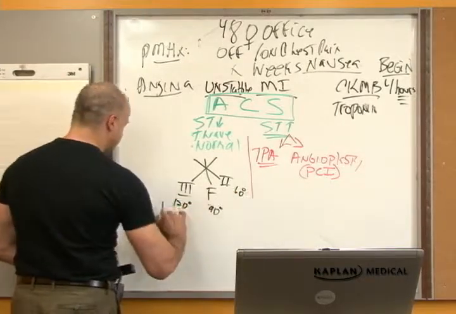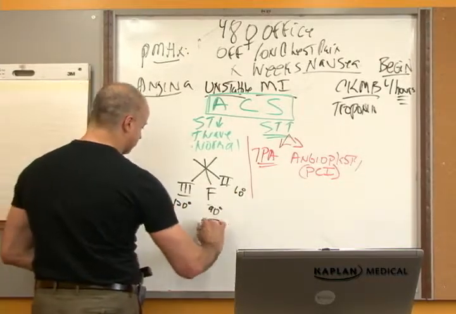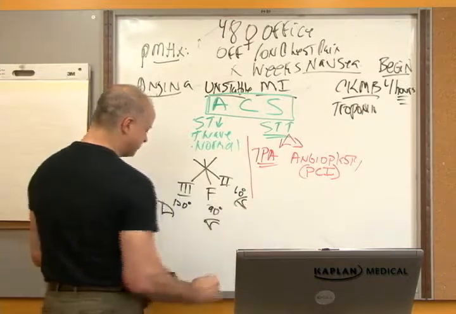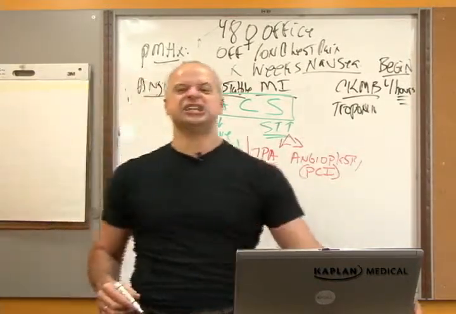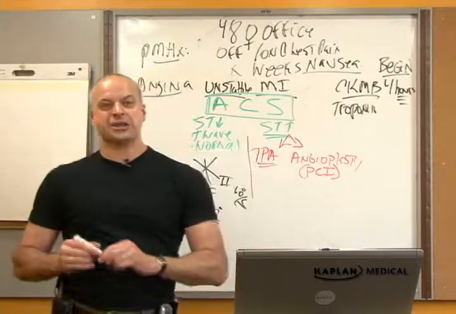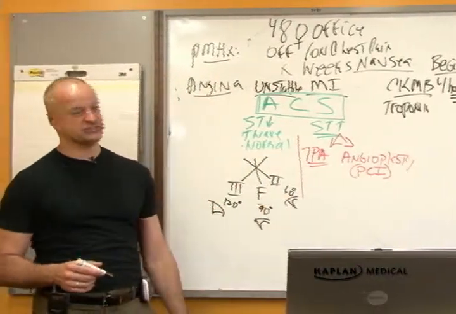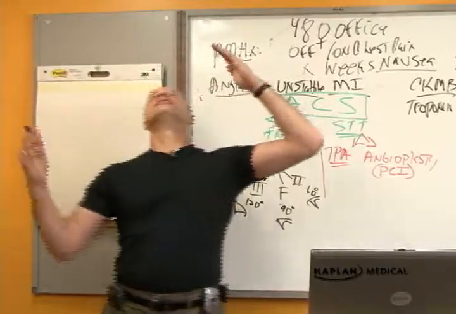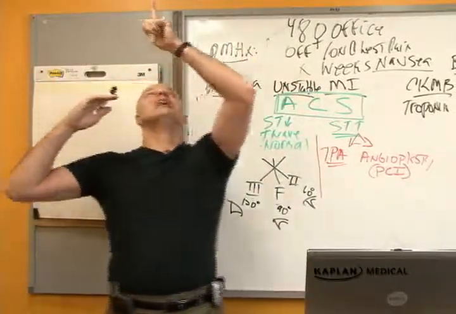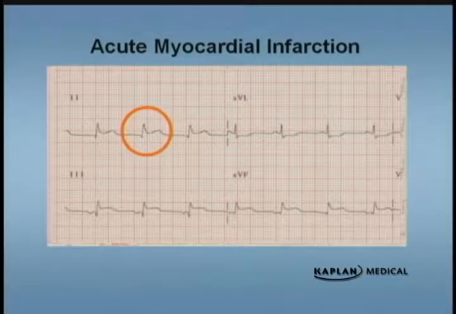That means that the EKG leads are like cameras viewing the heart. And what we see here is that these EKG leads are looking at the bottom of the heart. Leads 2, 3, AVF, the inferior leads, looking up at the bottom of the heart. All right, the baseline is here.